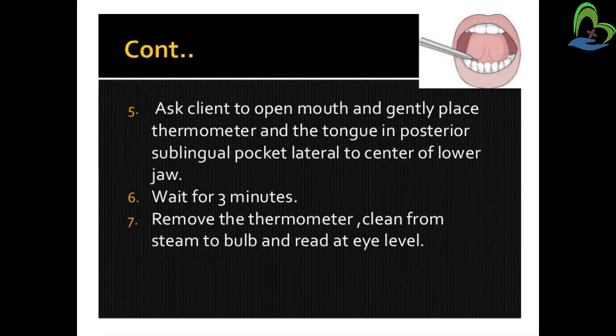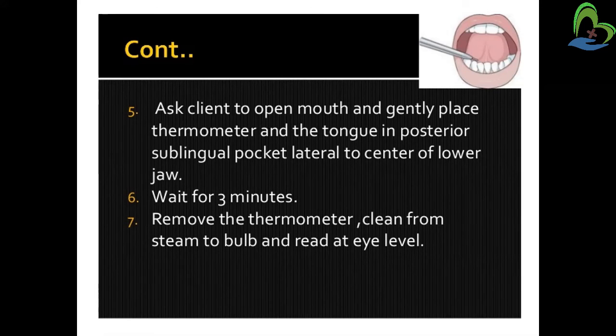Now ask the patient to open the mouth and gently place the thermometer under the tongue, in the posterior sublingual pocket lateral to the center of the lower jaw. Here we ask the patient to open his or her mouth and gently place the thermometer under the tongue, that is the sublingual part of the mouth. We have to place it there. Now we have to wait for 3 minutes and then remove the thermometer, clean it from the stem to the bulb, and read at eye level.